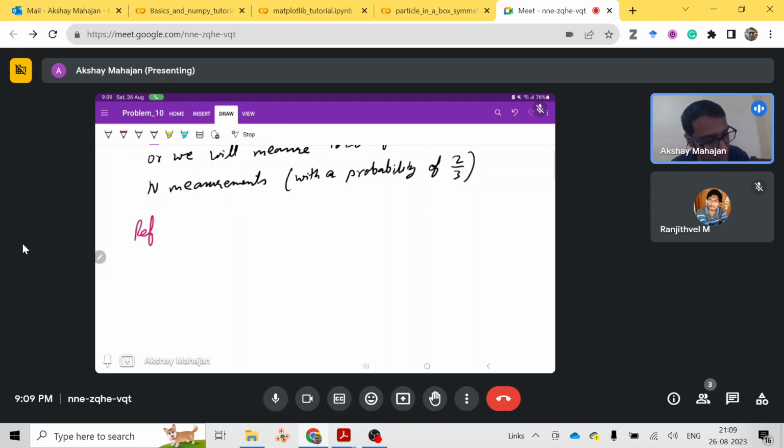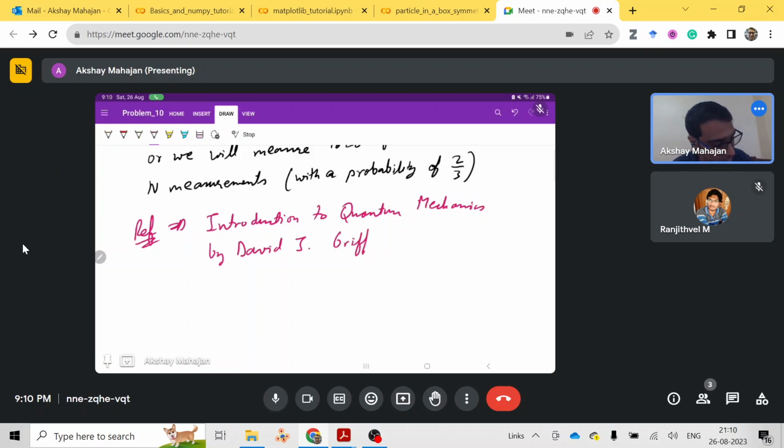So for that I will refer you to Introduction to Quantum Mechanics by David J. Griffiths. Okay, so this is a very nice book for beginners in quantum mechanics.